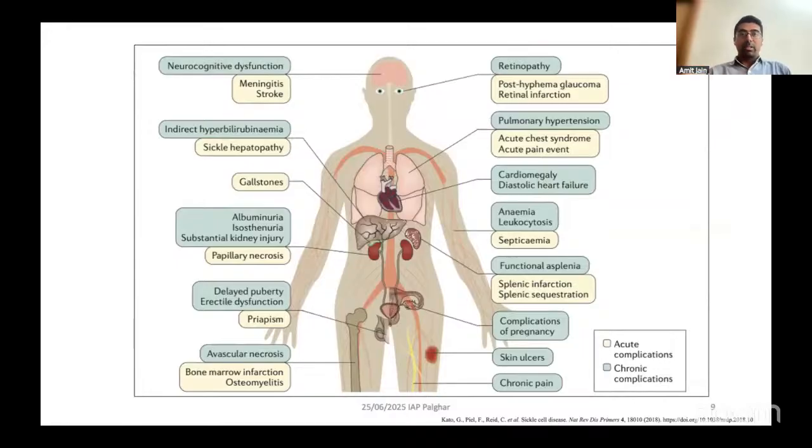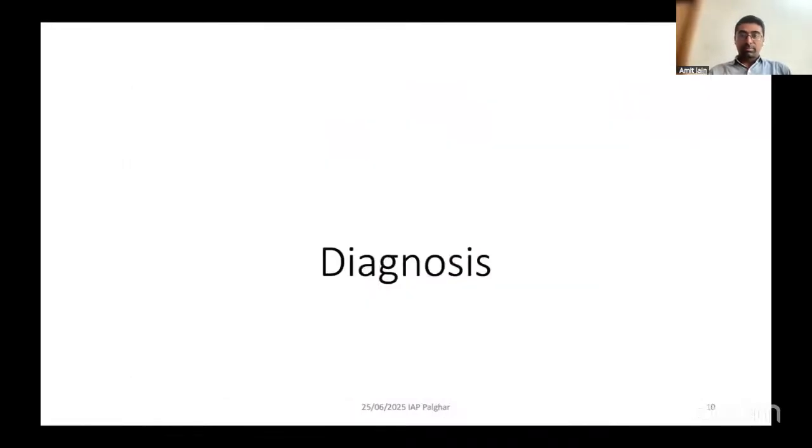Beginning from the head, when they get stuck in the anterior cerebral artery or middle cerebral artery, it can cause stroke. Then retinopathy in the ophthalmic artery, acute chest syndrome when it affects the chest, then abdominal pain, gallstones, priapism. These are the acute complications. The complications can be because of chronic hemolysis, chronic anemia, or endovascular injuries. These include avascular necrosis, bone marrow infarctions or osteomyelitis, septicemia, splenic infarctions. Also, it can lead to complications in pregnancy because of the hypoxia in the vessels.